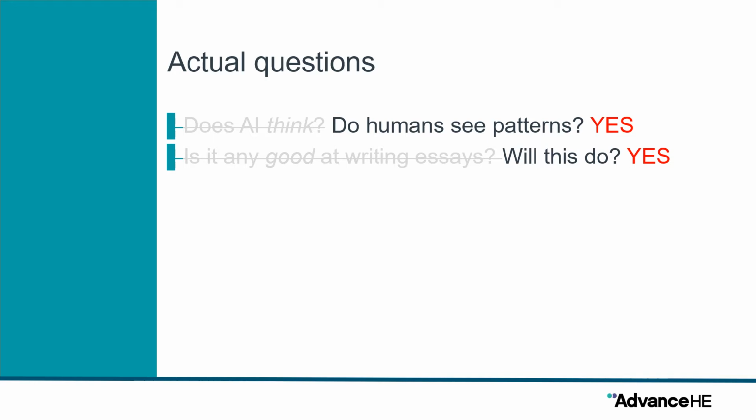Is the question, is AI good at writing essays? This is the wrong question. The right question is, can AI write an essay to the standard of, is this good enough? Or will this do? Which is an entirely different question from, are they any good? Right? It's the wrong question. I think the answer to both these questions is already yes.